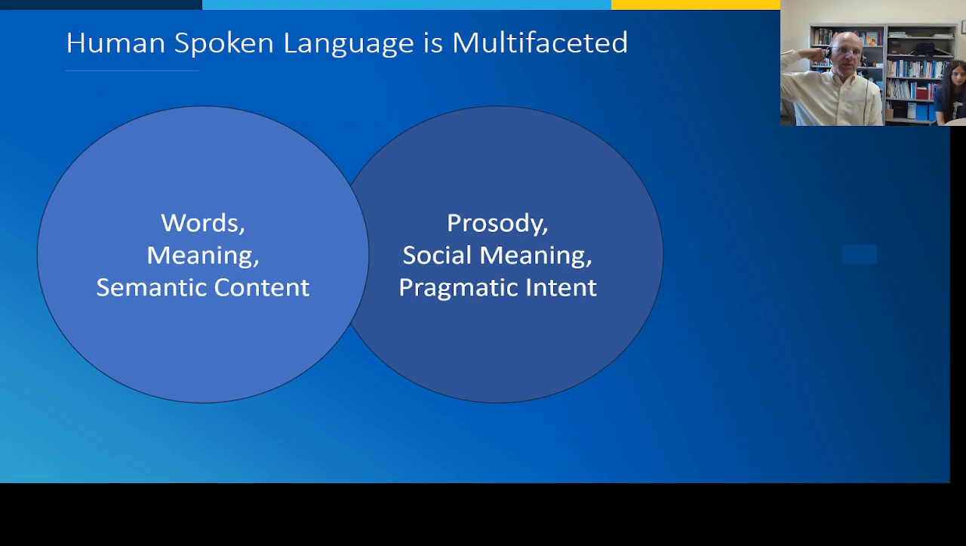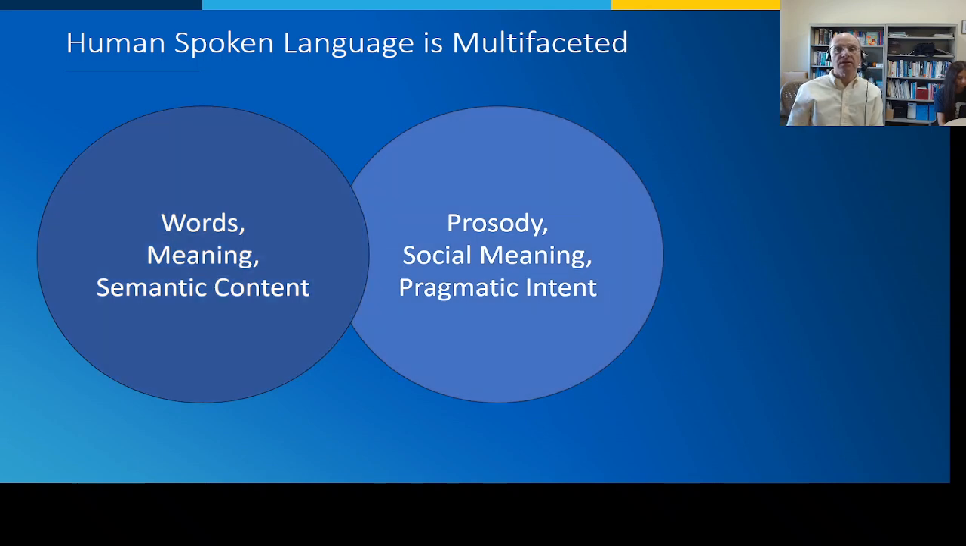Human spoken language has the words and the prosody. It has the meaning, the literal meaning and the social meaning. It has the semantic content and the pragmatic intent. Most work, coming from the textual perspective or the Alexa perspective where everything is about the content, not the feeling, not the interaction, has focused on the left side. But our focus is on the pragmatic intent.